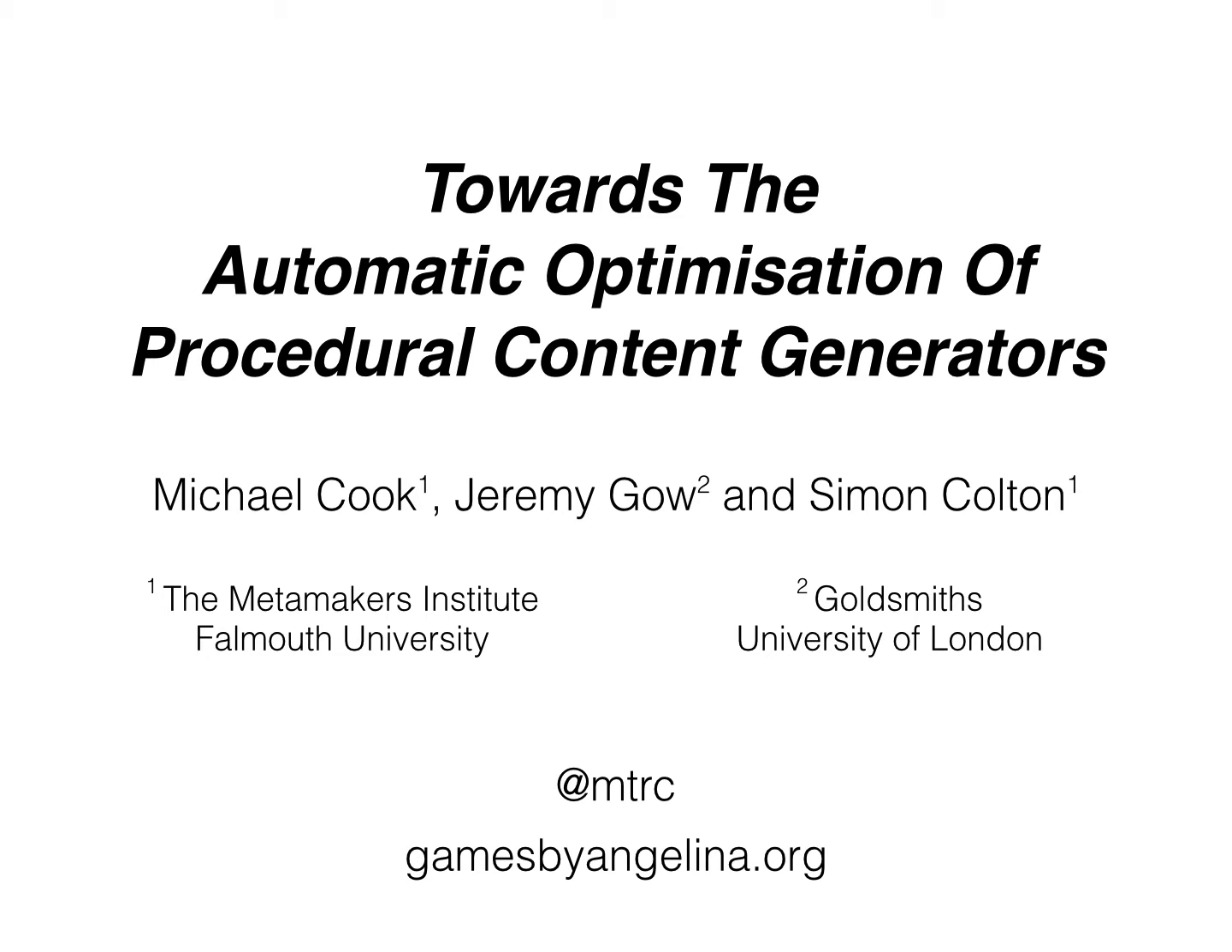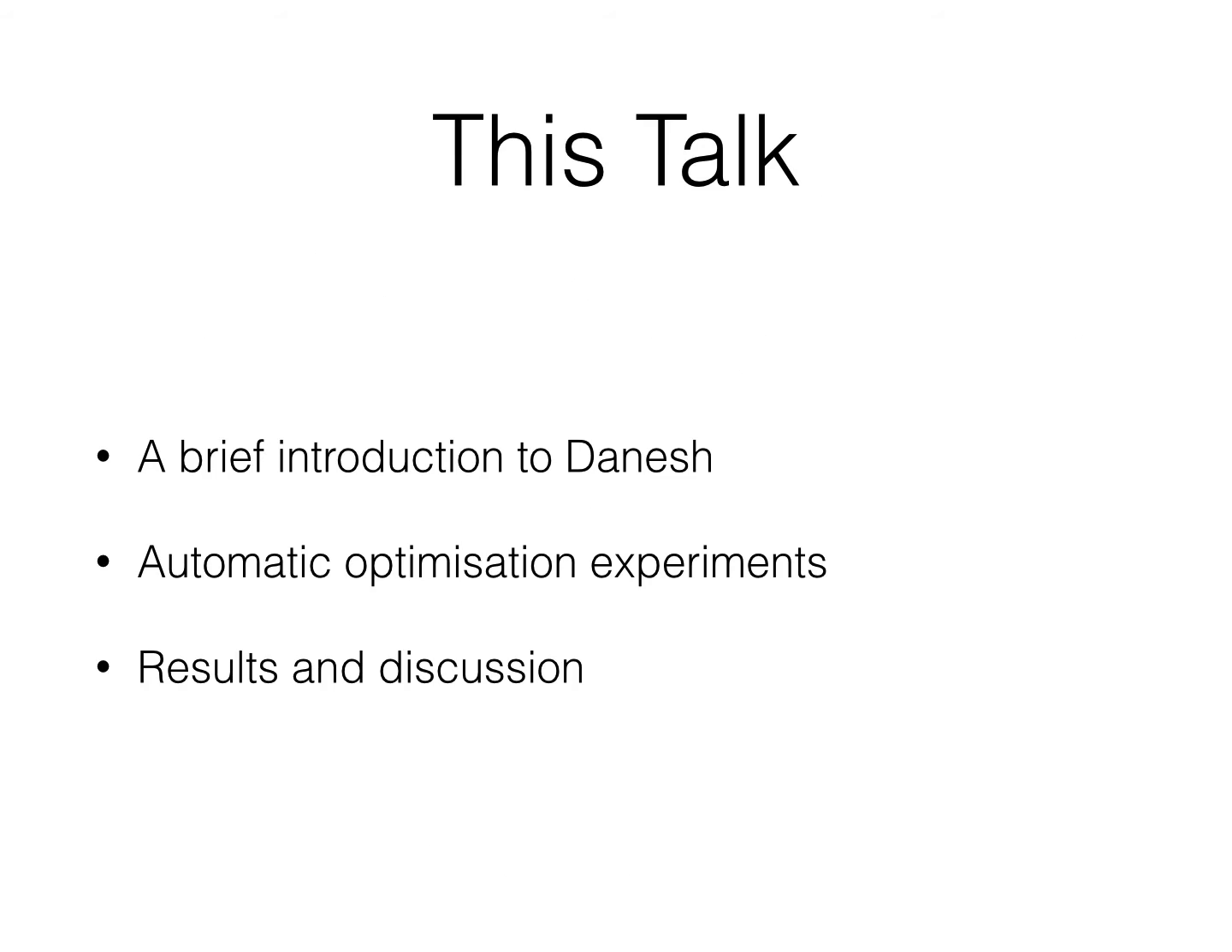The paper's called Towards the Automatic Optimization of Procedural Content Generators. So I'm going to be talking about some specific results that we got from the tool, but also talking more broadly about the tool itself. I should point out, myself and Simon Colton work at the Metamakers Institute in Falmouth University, where all of this work was done. And we also had some excellent assistance from Jeremy Gao, our colleague at Goldsmiths in the University of London. So I'm going to give you an introduction to Danesh.